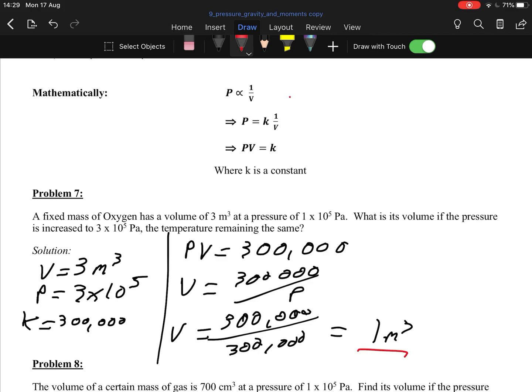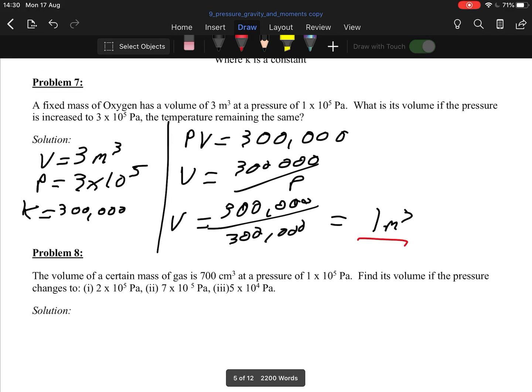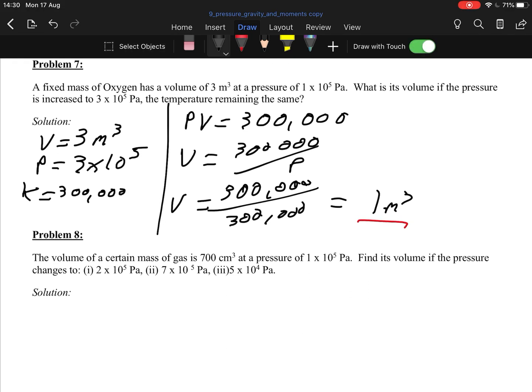There you go. All right, so what you do, you say PV is equal to K, you find your constant, and then all you do is you change all the values. That's basically all they really do with this. You're going to see it now in the next question down. Okay, the same kind of thing again.